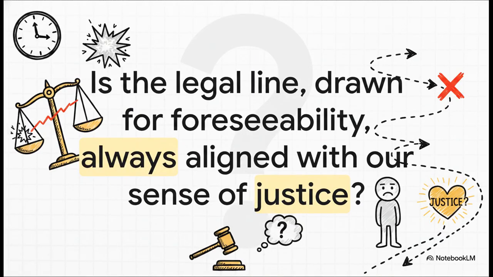And that brings us to the final thought. Proximate cause is a tool, a public policy tool, meant to create fair, manageable limits on who has to pay for what. But as you've just seen, it can lead to some results that might feel a little strange. So the question to ponder is this. Does this legal line, drawn in the name of foreseeability, always match up with our gut sense of justice?